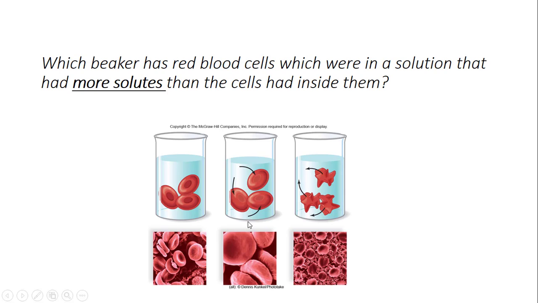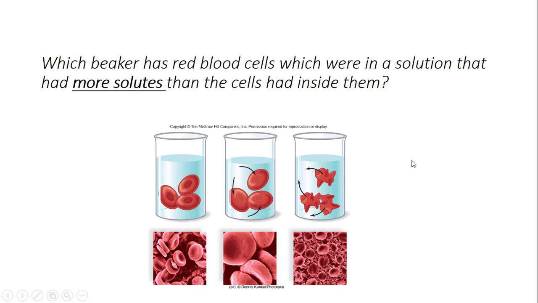This is what osmosis looks like when red blood cells are involved. These are 3 beakers with highly enlarged red blood cells inside of them, and this one on the left is the normal red blood cell appearance, a sort of donut-y kind of appearance with a flattened interior. These cells have swollen because water has entered, and these cells have shrunk because water has left, as these arrows show you.